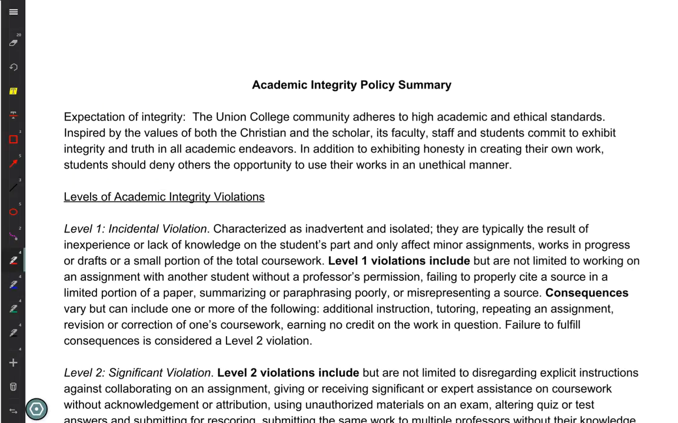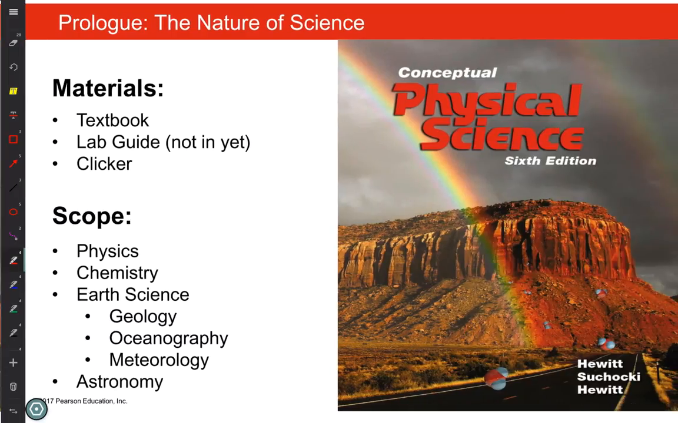All right. Here's the academic integrity policy. You guys read that at your leisure. Let's get started. We've got 7 minutes. Physics time. There's a picture of the textbook because that's all I had. The materials that I talked about: you have the textbook, the lab guide that's not in yet, and the clickers. The material we're covering there is the elements of physical science.